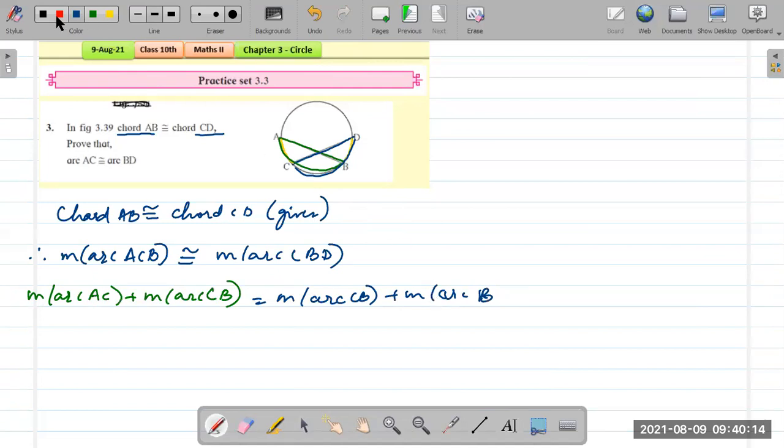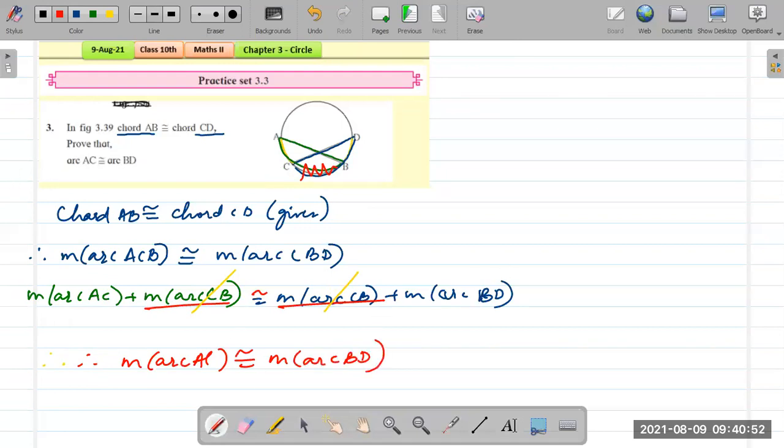Okay. Now, if you look at the parts carefully, this is AC, this is CB and CB. In both the parts, this is common. Do you look at it carefully? Do you see the green and blue arcs? Both of these, they are common in both the arcs. We can cross them out. Okay. So both the arcs get crossed out because those are equal parts. And therefore, what are we left with? We are left with the measure of arc AC, which is, of course, congruent to the measure of arc BD.